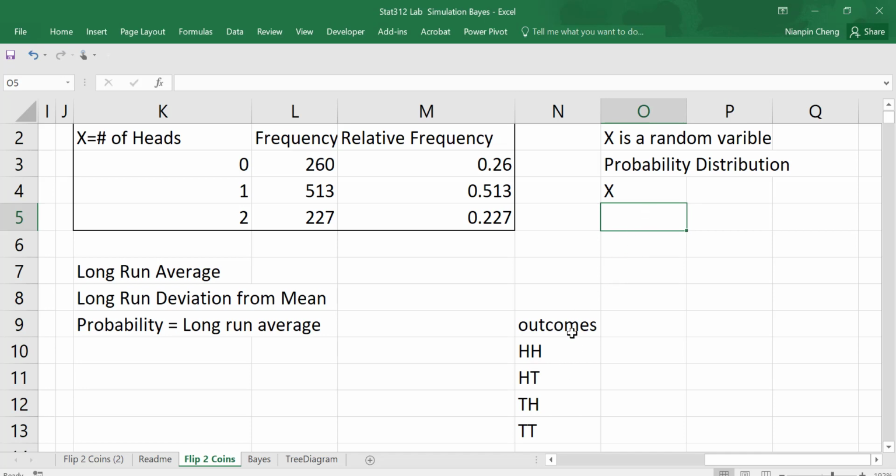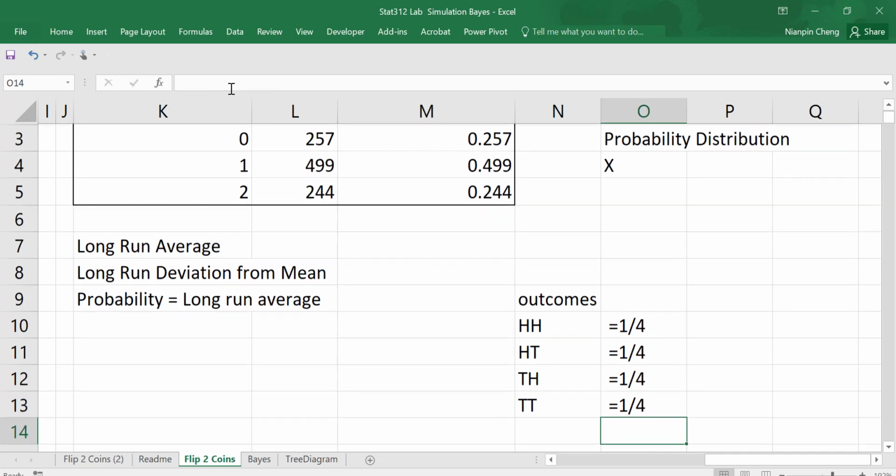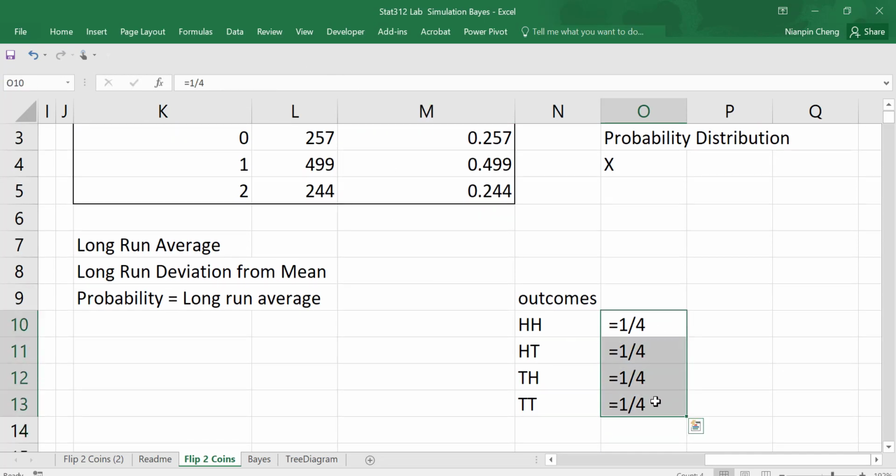For this outcome we know this is 1 out of 4, right? The chance you observe it, because it's equally likely to happen, is equal to 1 out of 4. So this is the same, 1 out of 4, equal to 1 out of 4. You add all this together, that's the whole sample space. That's 4 out of 4. You list all the possible outcomes when you flip 2 coins.